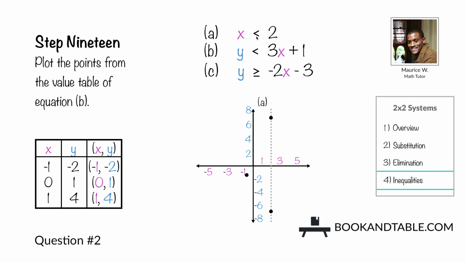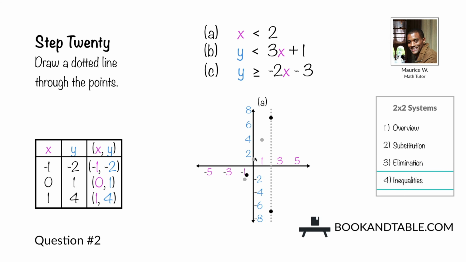Step 19, plot the points from the value table of equation B. Our first point is negative 1, negative 2. Our second point is 0, 1. And our third point is 1, 4. And with these 3 points, we'll now be able to sketch B. So step 20, draw a dotted line through the points. And it's dotted since it's less than.